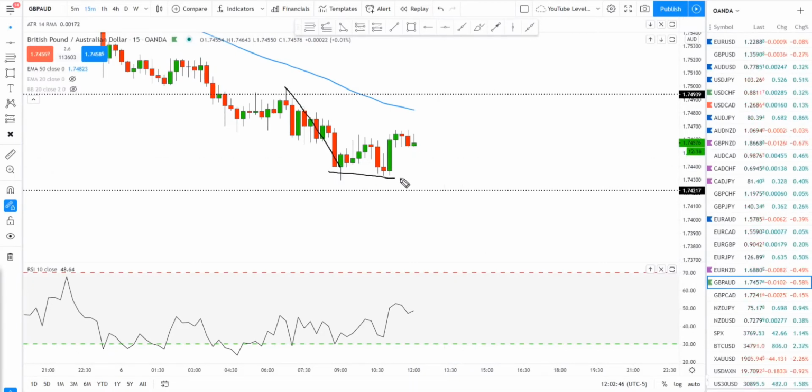A double bottom, first bottom is here. Second bottom's here. Here's our neckline. I'll wait on this double bottom. At the second bottom, I need a green candle. Since that happened here, that is my set in stone entry.